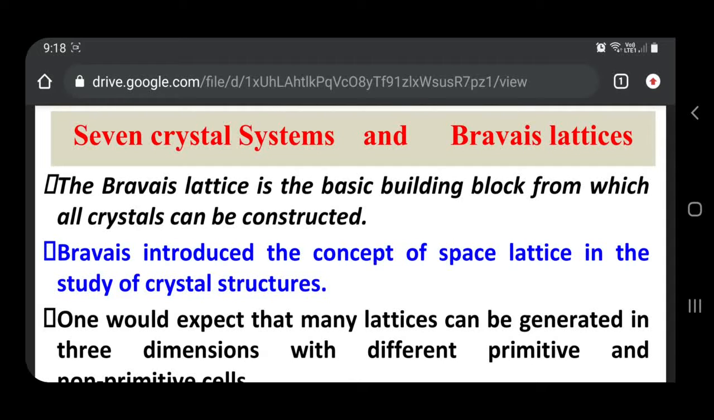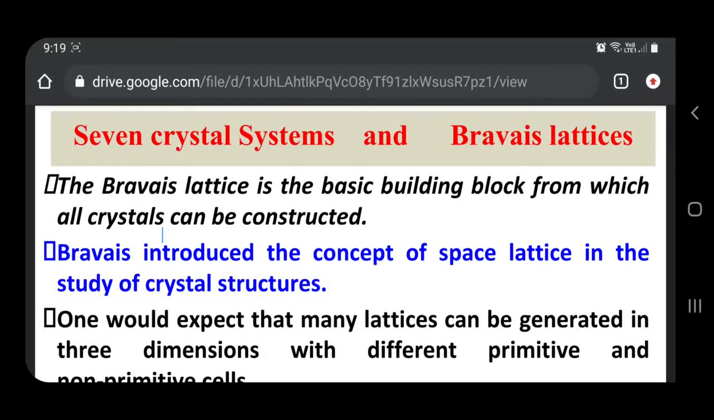In the previous class, I gave just an introduction to solid state physics, and we stopped at the 7 crystal systems and Bravais lattices.